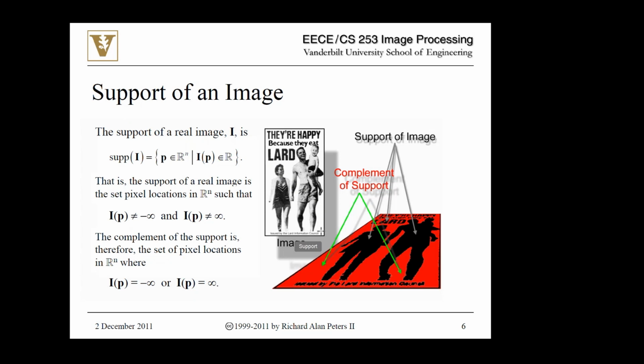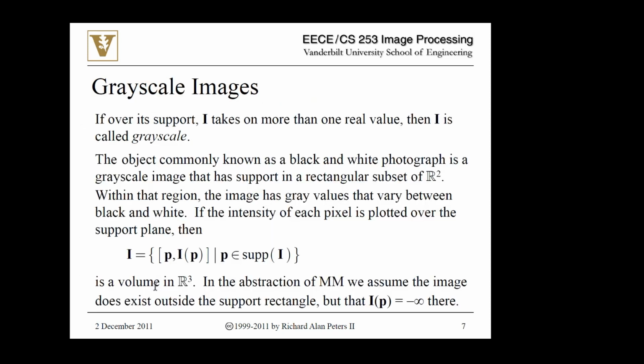So we have the support of the image. The support of the image is all those locations where the pixel value is not infinity or minus infinity. We have extended a bit the definition from yesterday. And then the background is those locations where it takes values of infinity or minus infinity. Then, wherever the image is not defined, we will assume that it has value minus infinity.